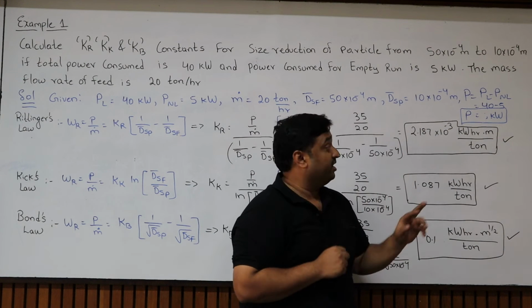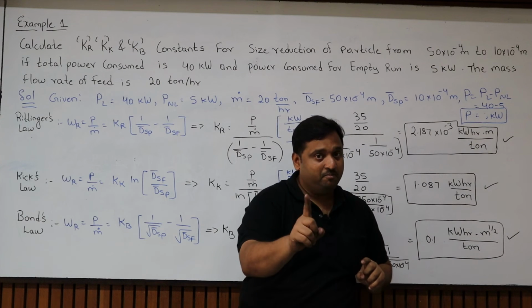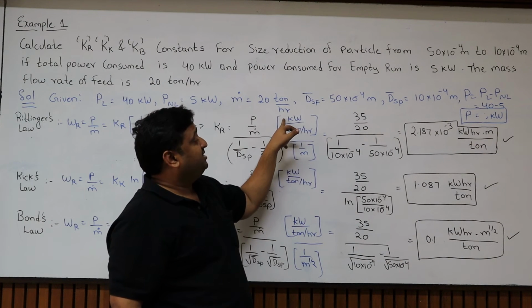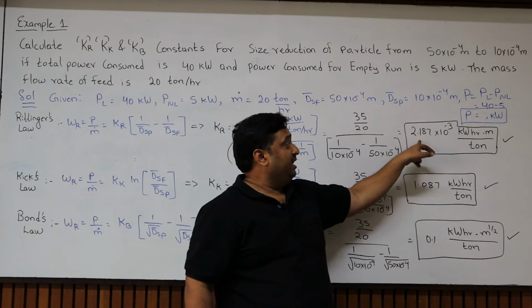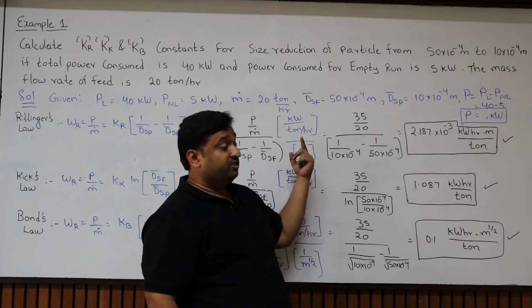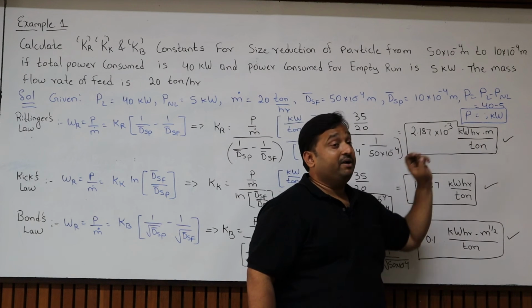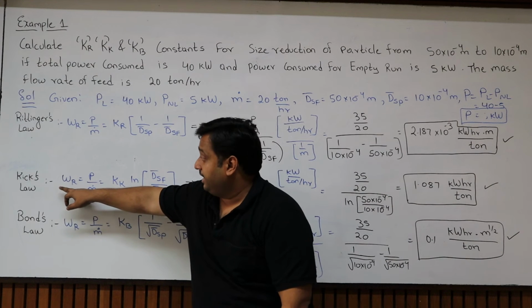Here it is important: kilowatt hour into meter by ton. This is very important. Why? Because I have taken diameters in meters, power is in kilowatts, and mass flow rate is in tons per hour. So automatically, if you shuffle these units, you get Rittinger's constant in kilowatt hour into meter by ton. Similarly, you have to find out Kick's constant.